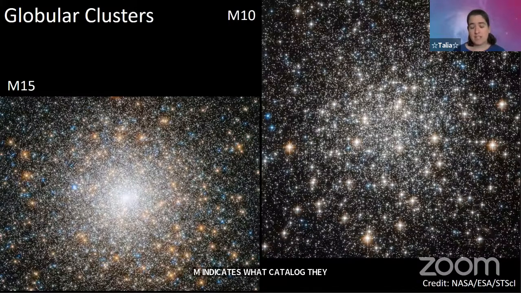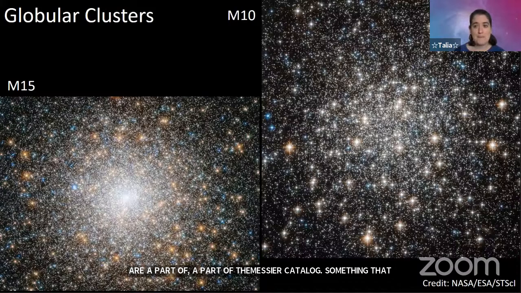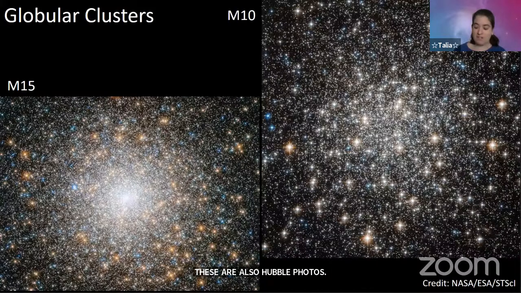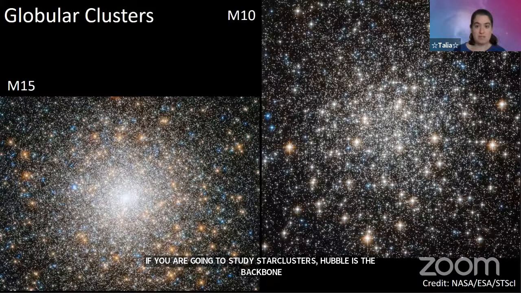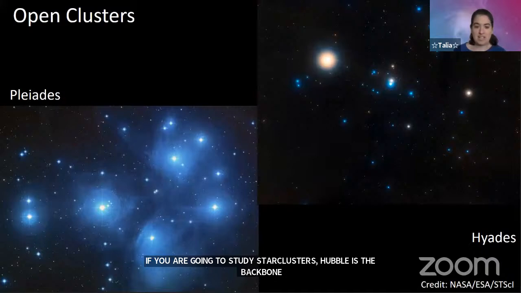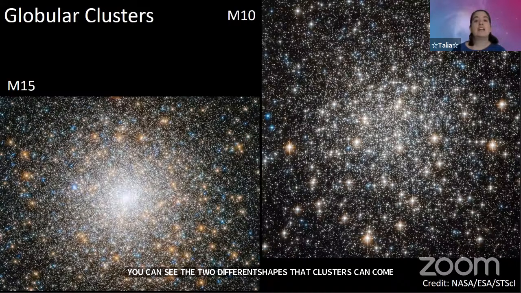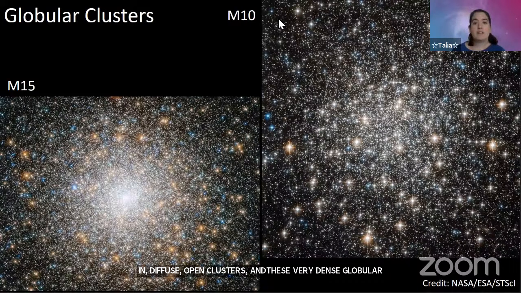And these two are, once again, Hubble photos, because like I said, if you're going to study star clusters, Hubble is the backbone of that science. So you can see the two very different shapes that clusters can come in, these sort of diffuse open clusters and these very dense globular clusters. So that's what the two types of clusters look like. Now, I'm going to go ahead and stop sharing my screen because Katie, I've kept us on Earth and I've only been showing us pictures of space. So let's go into space.